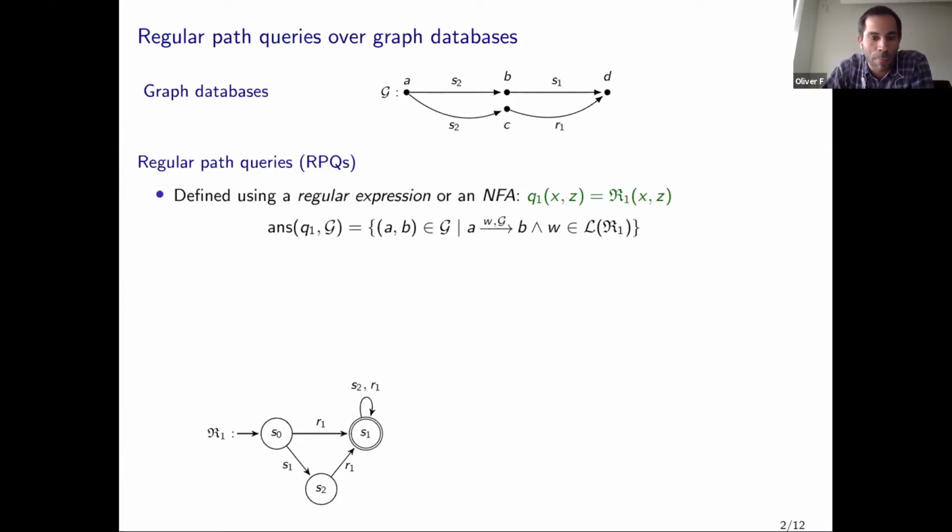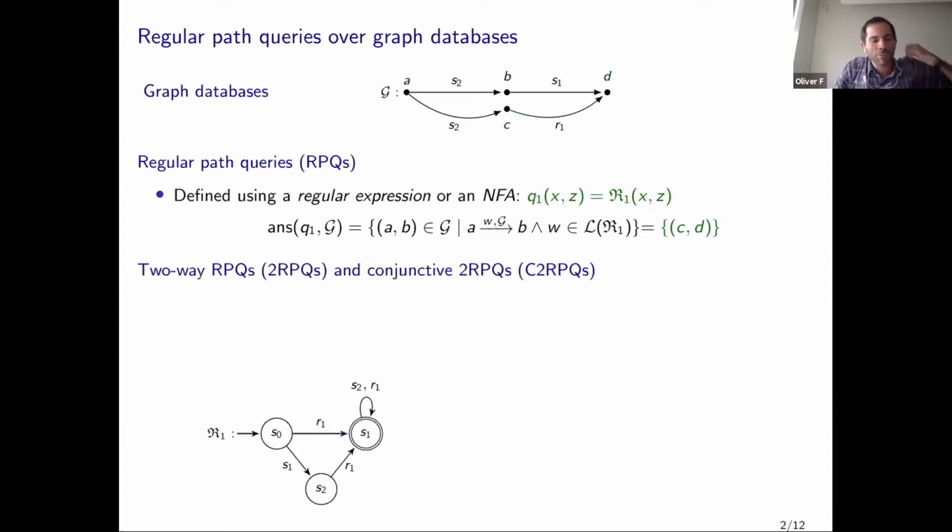And the semantics of regular path queries over graph databases is that the answers of these queries are all the pairs of elements in the data that are connected by a path whose label complies with the language required by the automaton. In this case, we have only one answer, which is this one here. So R1 is a word that belongs to the language of this automaton, and C and D are connected by R1. There is no more answer there.